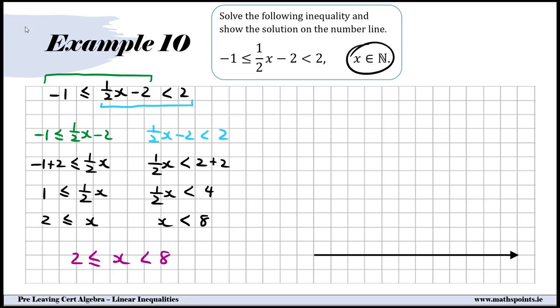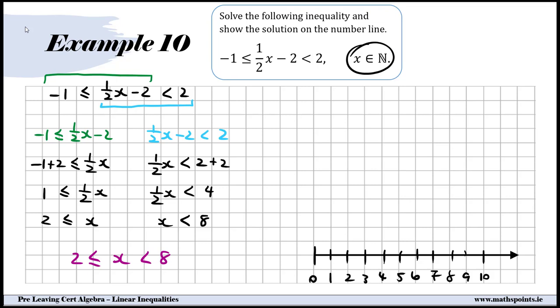It's a natural number line, so it starts at 0, and we'll go up 1, 2, 3, 4, 5, 6, 7, 8, 9, and 10. So we've picked a couple of numbers either side of the values in our solution here. A natural number line has full dots representing just positive whole numbers.